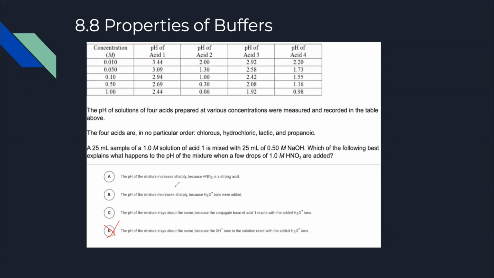Along with that, you have the pH of the mixture increasing because HNO3 is a strong acid. The thing wrong with that is the pH would decrease, because if it's a strong acid, more hydrogens dissociate, and when there's more hydrogens, the pH would be lower. So A is wrong. The pH of the mixture decreases sharply because H3O ions were added. That won't be true either, because it's a buffer between the acid and its conjugate base. So the best one, in my opinion, would be C, as the pH stays about the same because the conjugate base reacts with the added H3O ions.